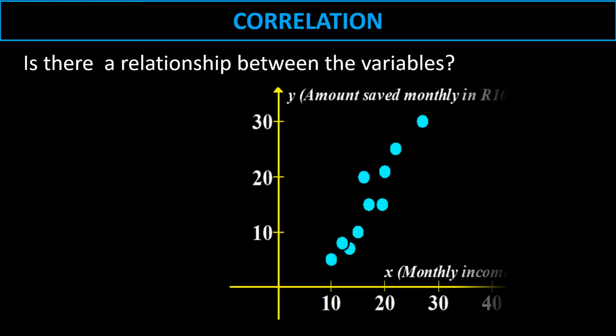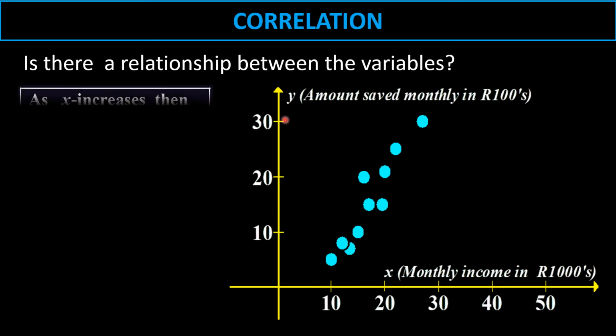Okay, so let's look at this particular example here. Here we have the monthly income in thousands of rand, and then on the dependent axis, the amount that you save. You can see there we've got the scatter plot, and it forms a linear pattern. If I can draw a line, this will be a linear regression. And here we can see as the monthly income increases, the amount saved also increases.